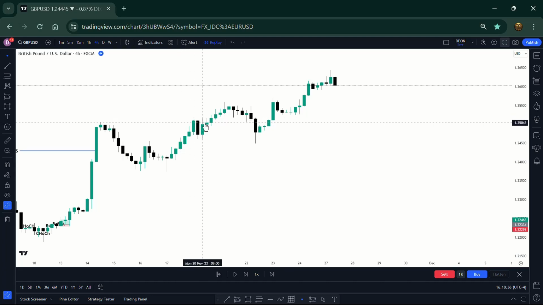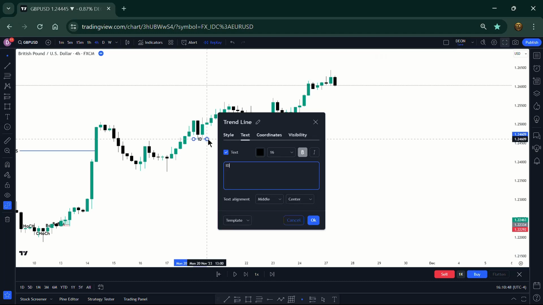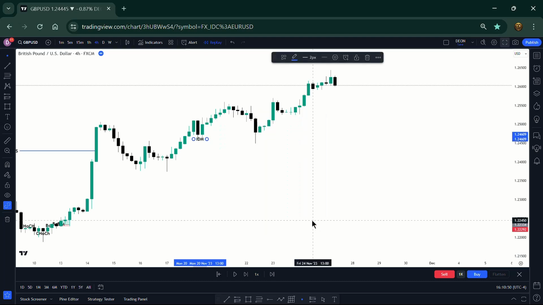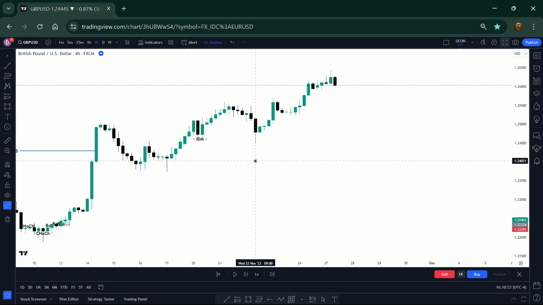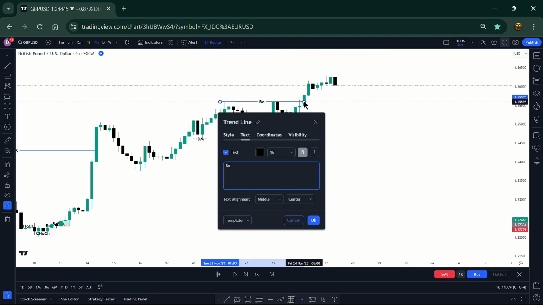So right here, this was inducement. I hope you can see it. I don't want to explain it; you should watch the video on inducement. So this is your inducement right here, which was taken out here, and then the market made the break of structure up there. This is some of the trades that you just miss. Let me show you why you would miss that trade. That's a break of structure.